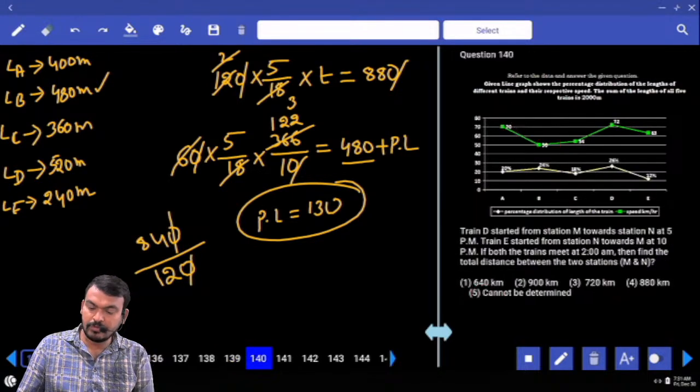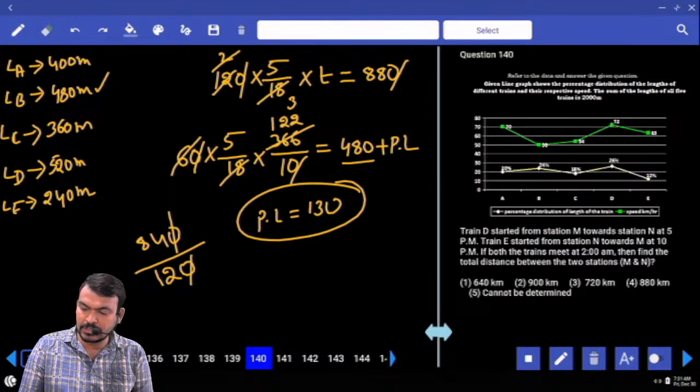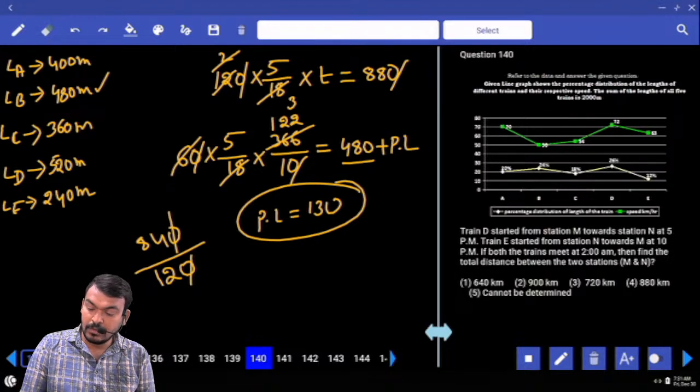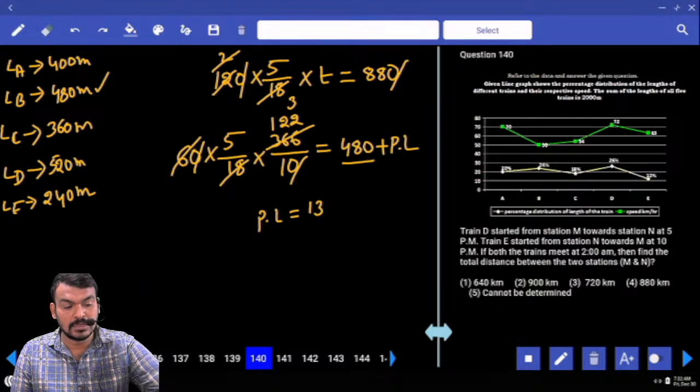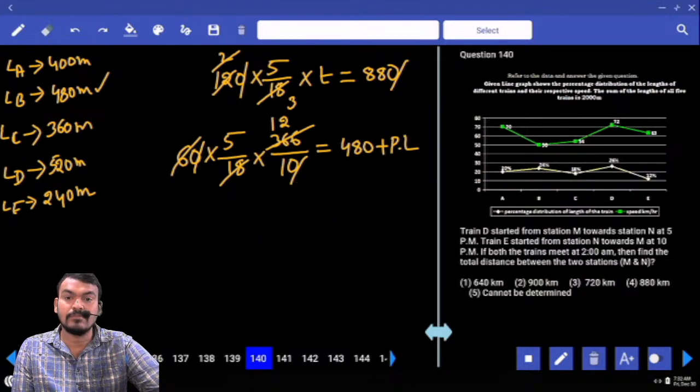Next question number 140. Train D started from station M towards station N at 5 p.m. Train E started from station N towards M at 10 p.m. If both the trains meet at 2 a.m., then find the total distance between the two stations, or only one station? Two stations. The required distance between the stations, okay.